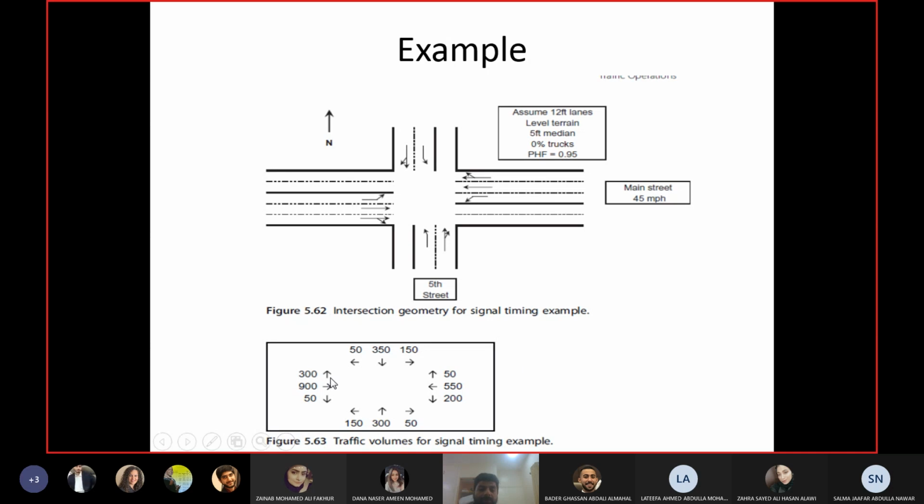Okay, so for example, if you take this 300, okay, and multiply with this 550 plus 50, 600, so 300 into 600 will give you how much?